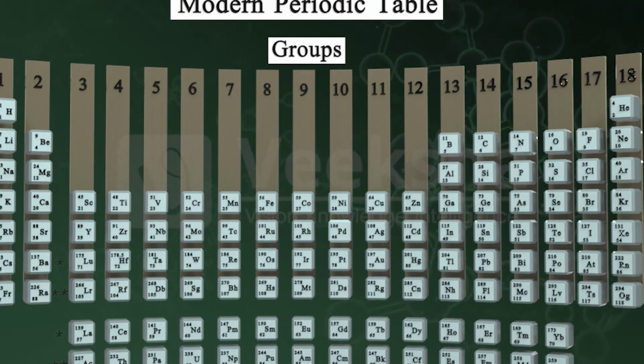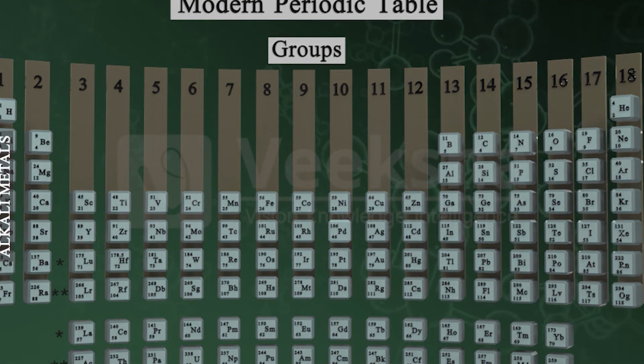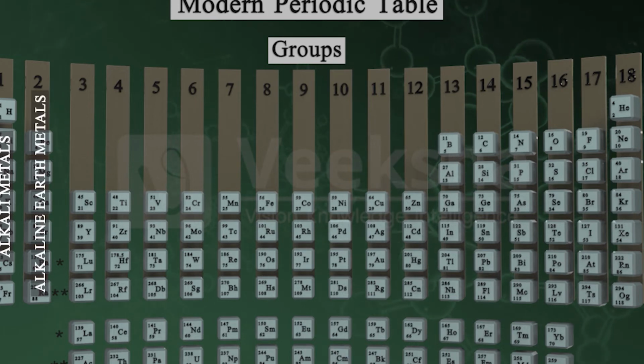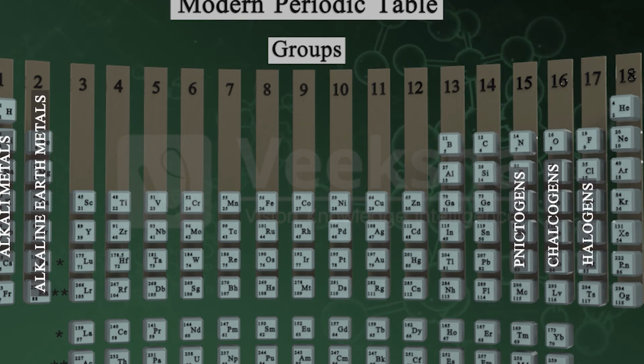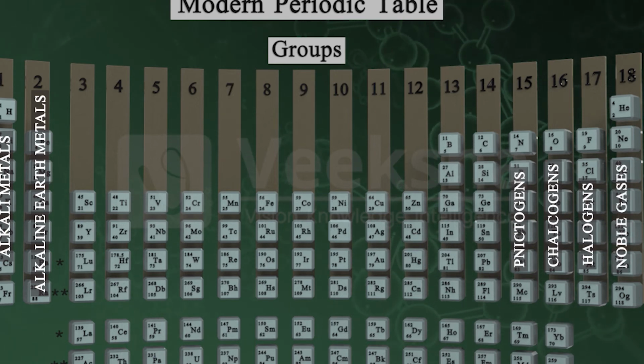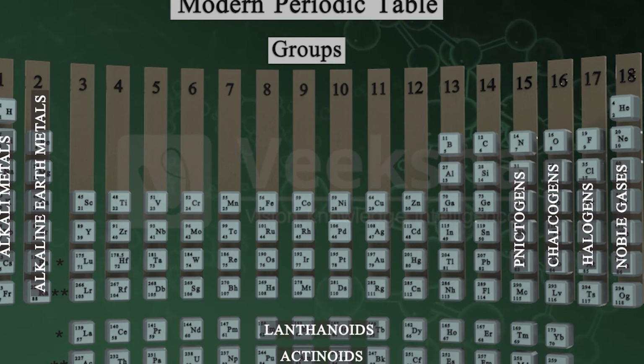Some groups have been assigned special names. Group 1 elements, except hydrogen, are called alkali metals. Elements of group 2 are known as alkaline earth metals. Group 15 and 16 elements are known as pnictogens and chalcogens respectively. Group 17 elements are known as halogens. Group 18 is known as inert gases or noble gases. The two rows of elements at the bottom of the periodic table are called the lanthanoids and actinoids.